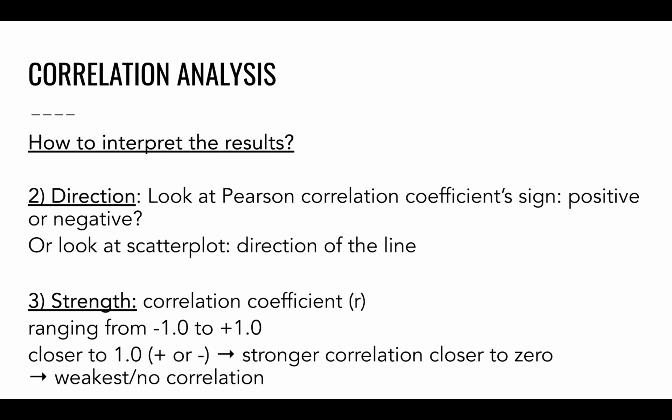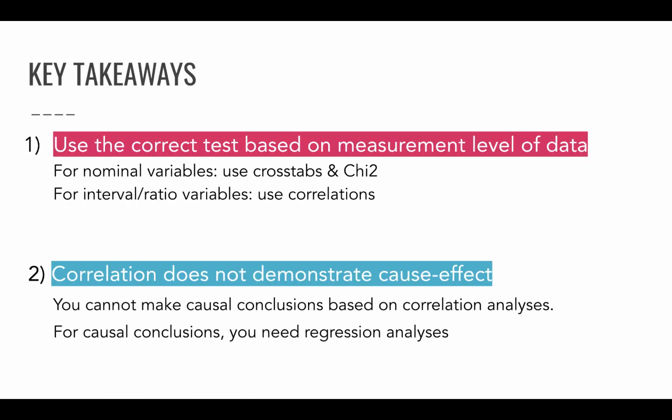You could also look at the scatter plot. Strength is also determined by your correlation coefficient, so it ranges between -1 and +1. The closer to 1, either in a positive or in a negative sense, so the closer to either of those two extremes, the stronger your relationship will be. If it's closer to 0, you'll have a weak or no correlation.